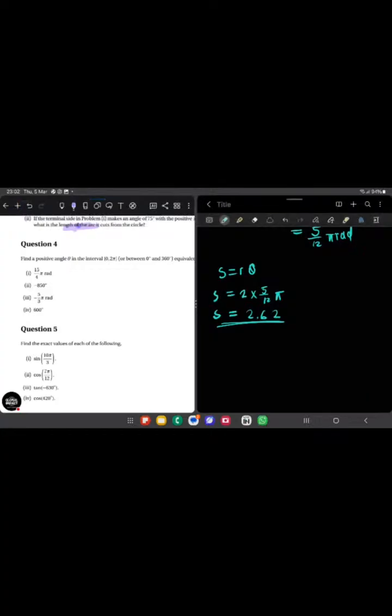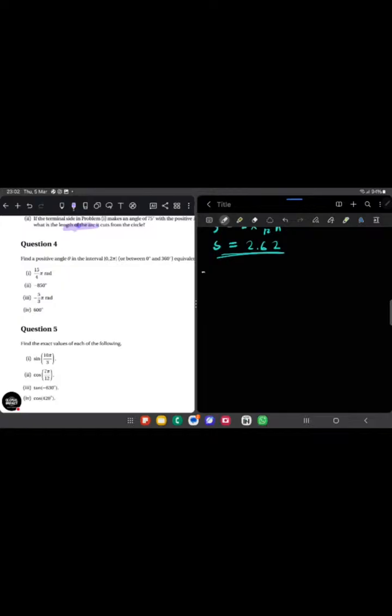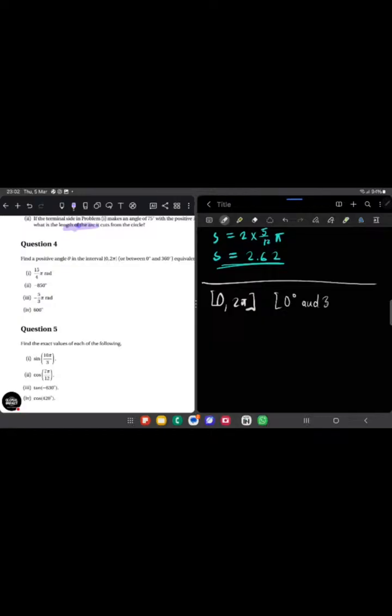Find the positive value. Right, guys, let me just say this. This is question number 4. We are done with this, so we did the arc length, we are done with it. Now we are saying, how do you find a value between 0 and 2 pi, and if they say to you, find a value between 0 degrees and 360? Between 0 and 360. By the way, 0 and 2 pi and 0 and 360 is the same thing. So here's the thing.